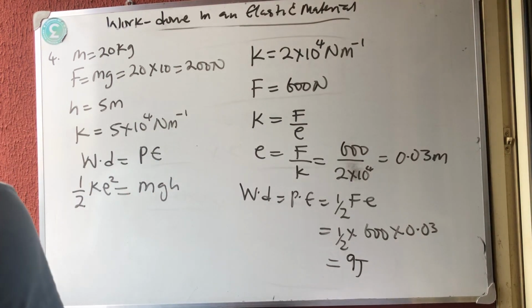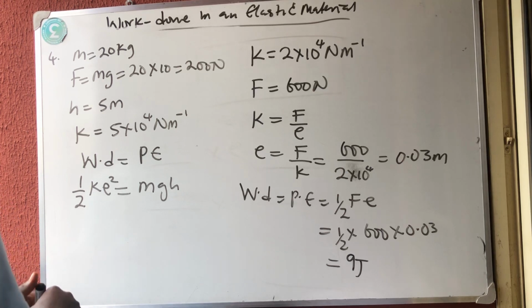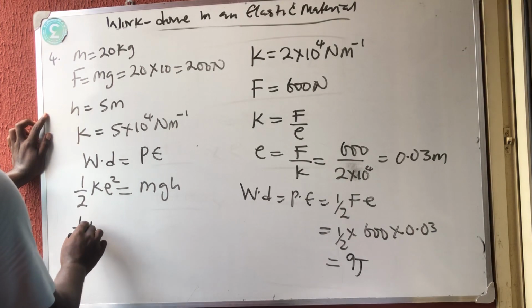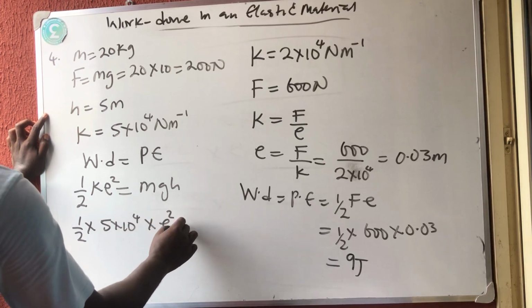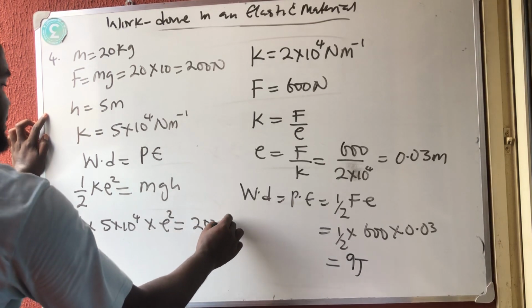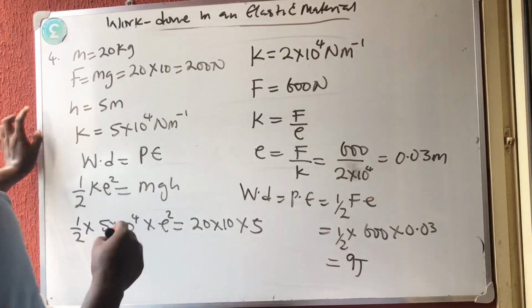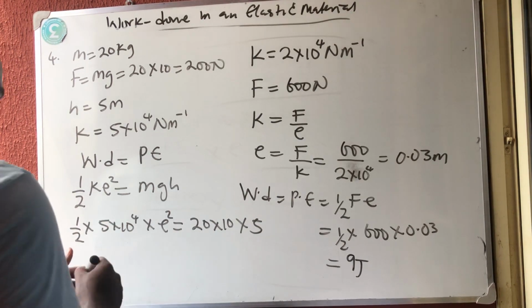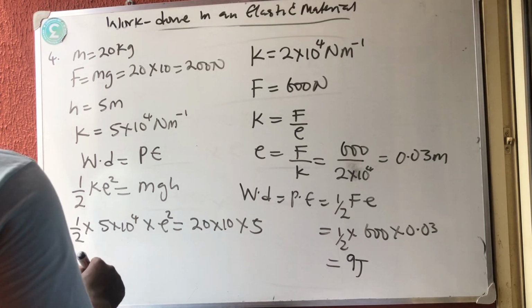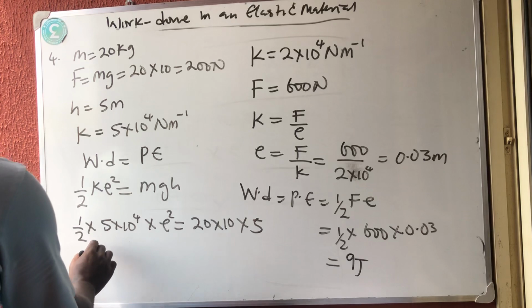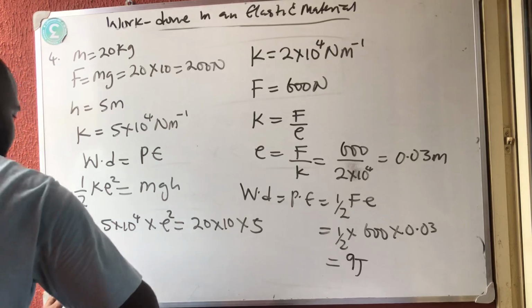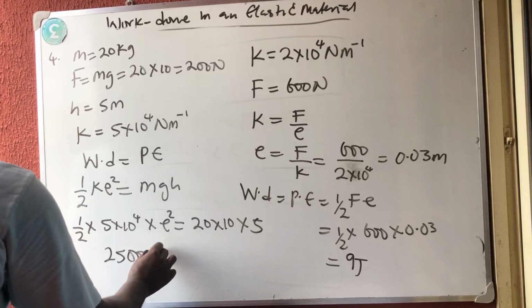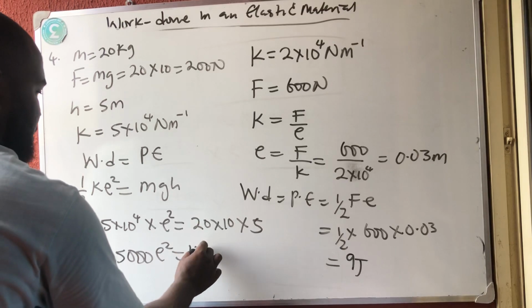So what do we have now? I'm looking for the extension. So I have that 1/2 times 5 times 10 raised to power 4 times E squared is equal to the mass, which is 20, times 10 times the height, which is 5. Okay, so 2 times 5, 10. So this is 50,000 divided by 2, which gives you 25,000. 25,000 E squared is equal to 2 times 5, 1,000.